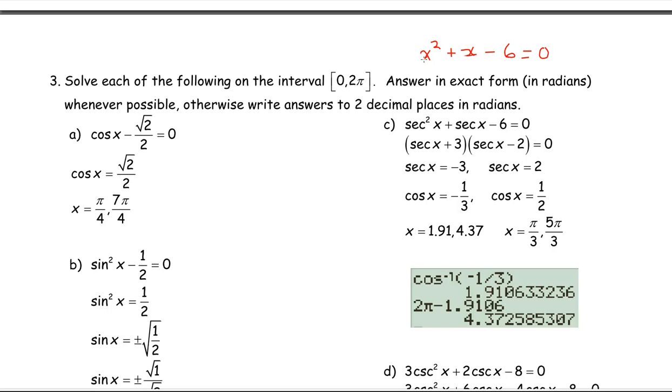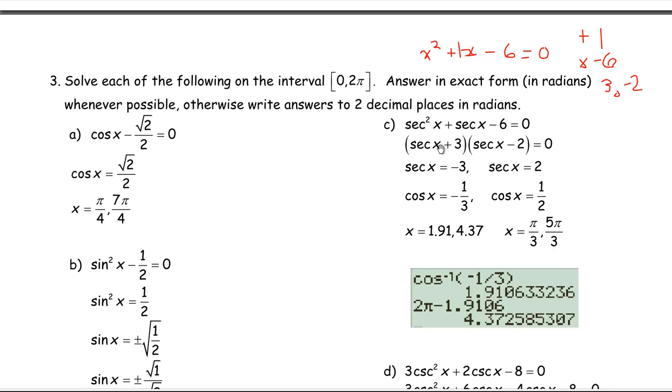Okay, but instead of x, we've actually got a secant x. So we want to find two numbers that add to positive 1 and multiply to the negative 6. And that would be 3 and negative 2. So if I were factoring this, my factors would be x plus 3 and x minus 2. But it's not just x here, it's actually secant x. So that's why the factors would be secant x plus 3 and secant x minus 2. So that's how this factors.